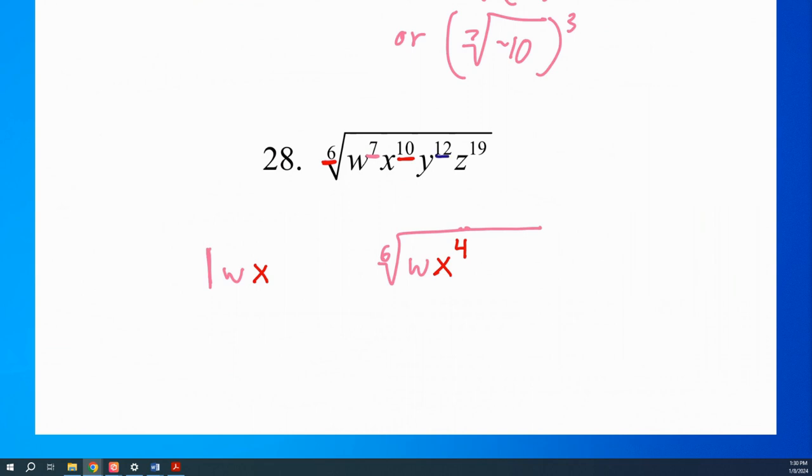How many times is 12 divisible by 6? Twice with a remainder? No. And then how many times is 19 divisible by 6? 3 times with a remainder of 1.